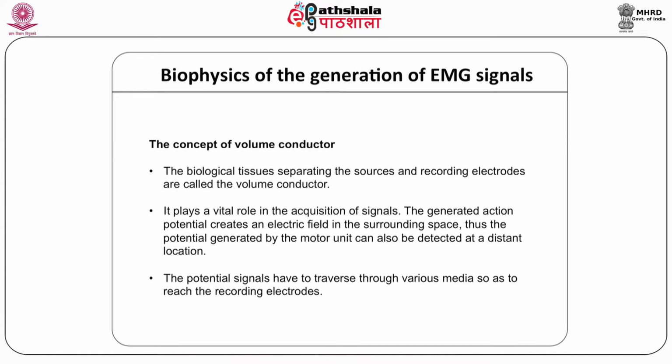Let's understand the concept of volume conductor. The biological tissues separating the sources and the recording electrodes are called the volume conductor. It plays a very vital role in the acquisition of signals. The generated action potential creates an electric field in the surrounding space. Thus, the potential generated by the motor unit can be detected at a distant location. The potential signals have to traverse various media so as to reach the recording electrodes.